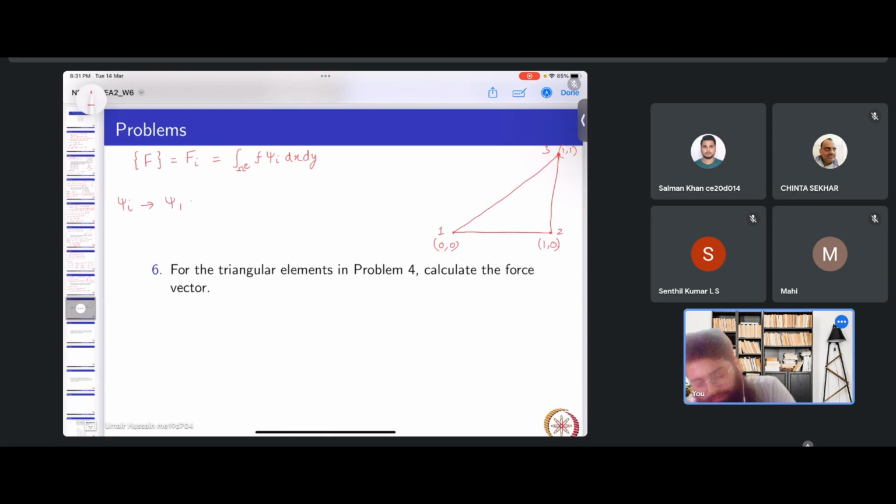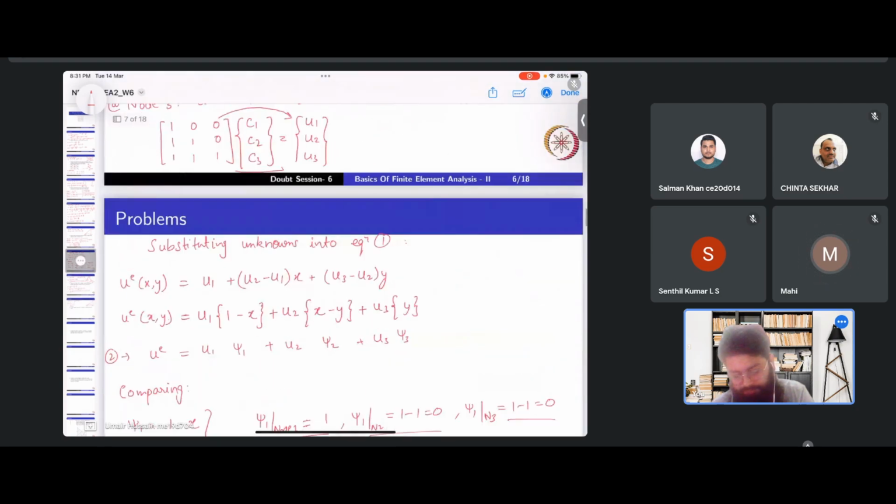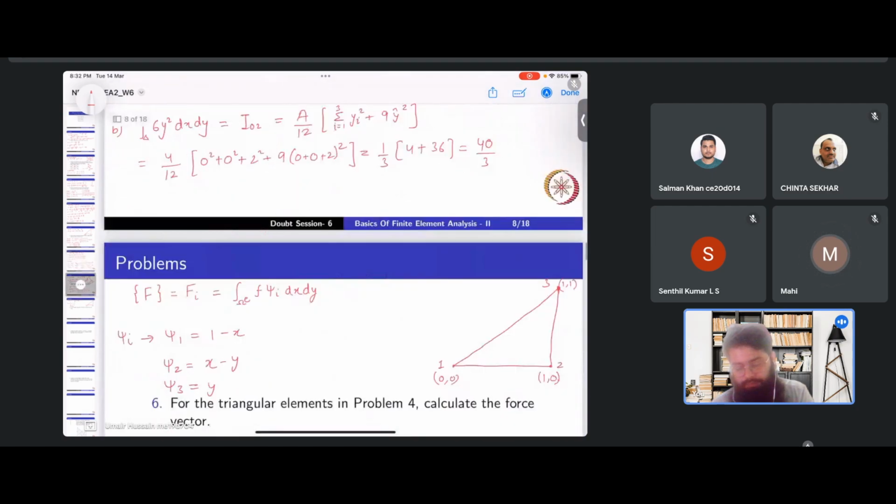We did calculate it. Psi 1 was 1 minus x, right? Psi 2 was x minus y. And then, even remember psi 3? Yeah, nice, thank you. Just let me confirm once. 1 minus x, x minus y, and y. Right? That's what we derived.